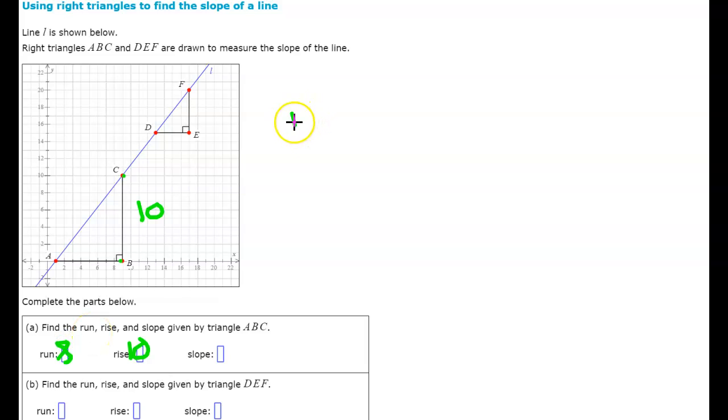Now the slope is the rise, which is 10, over the run, which is 8. We can leave that as a fraction, but let's go ahead and simplify that. 10 divided by 2 is going to give me a 5, and 8 divided by 2 is going to give me a 4. So the slope is 5 over 4.